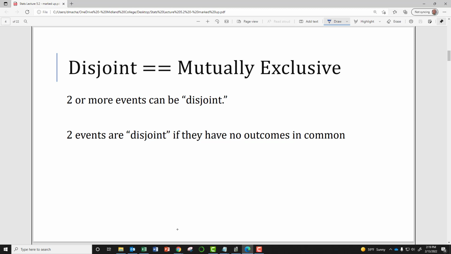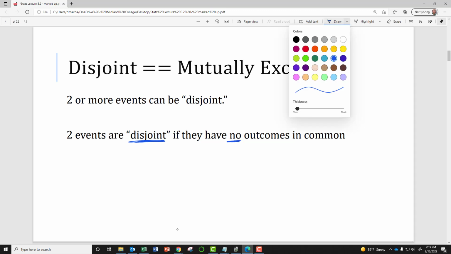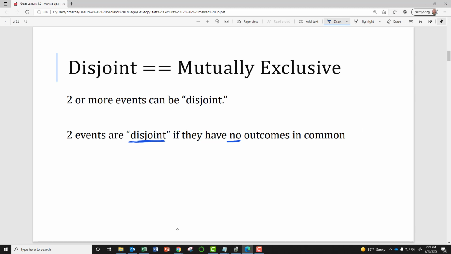Two or more events, you might say that they are disjoint. This is an adjective that describes the events, or the set of events. And we only say that these two events are disjoint if they have no outcomes in common. If they share an outcome between the two events, then they are no longer disjoint.